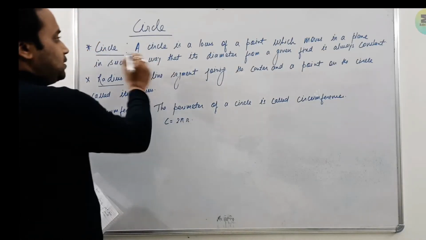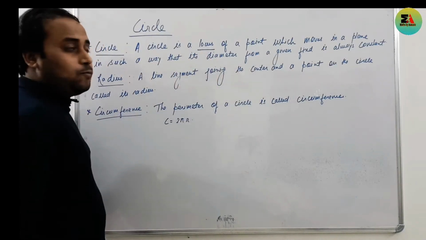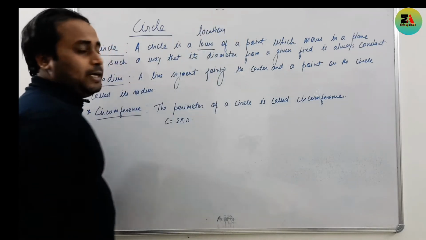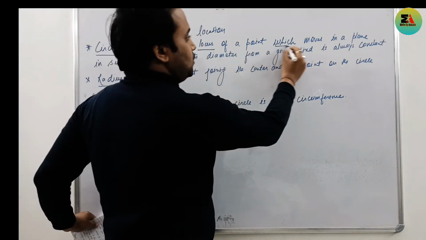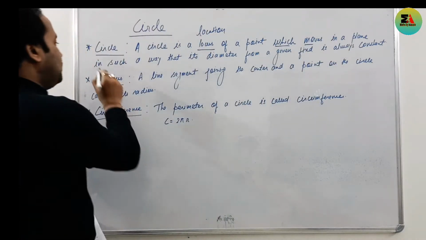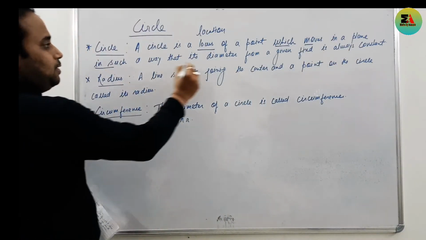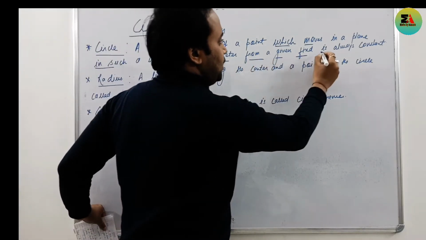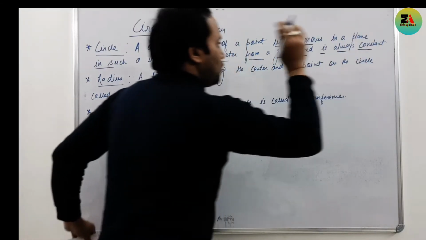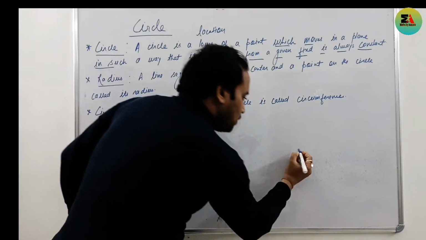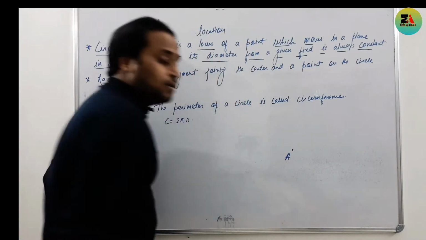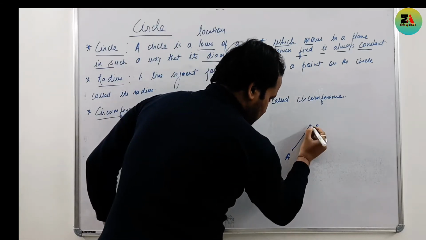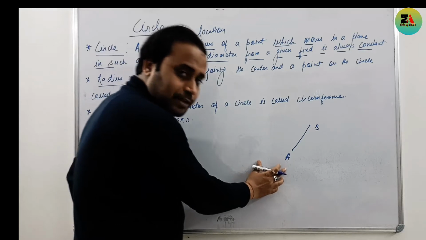Circle. A circle is a locus. Locus means the location of a point which moves in a plane in such a way that its distance from a given fixed point is always a constant. What is said? Suppose we take a point A and another point B at a certain distance. A is a fixed point.